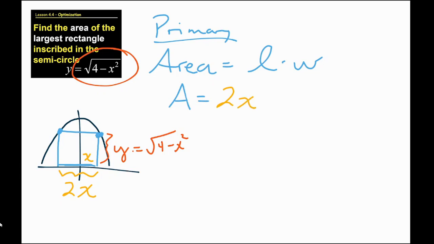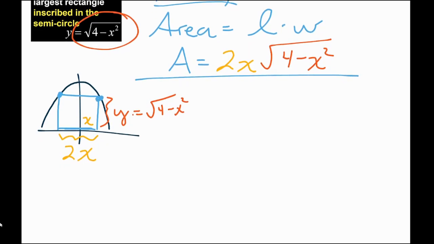Now, if I substitute this in, like you do with a primary and secondary equation, I'm going to end up with a primary equation that has one variable. That's right, it's just the letter x. So what does that mean? Well, that means it's time to do the derivative. The derivative of 2x times the square root of 4 minus x squared. The derivative of a product. That's right, we're going to have to use the product rule.